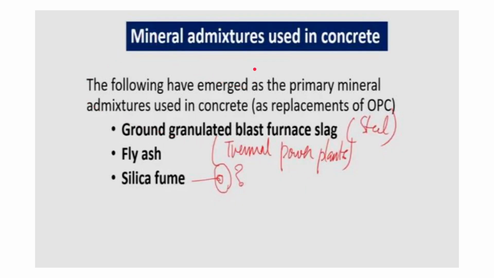So mineral admixtures basically used in concrete are of three types, and all three are very famous. One is GGBFS, ground granulated blast furnace slag, which is the byproduct of steel. Second is fly ash, which comes from thermal power plants, and third is silica fume. So this is mainly used in high strength concrete.